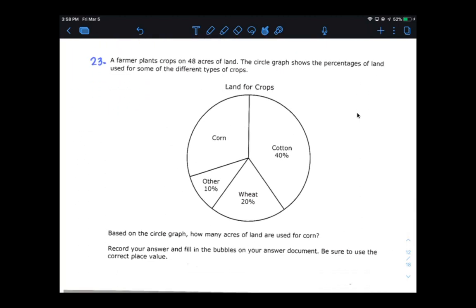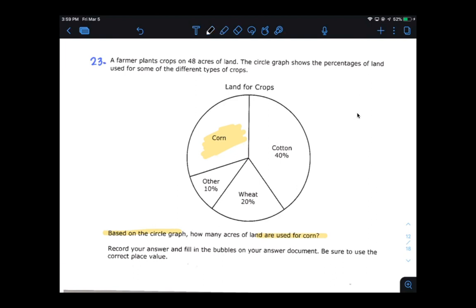Problem 23. It says a farmer plants crops on 48 acres of land. The circle graph shows the percentages of land used for some of the different types of crops. Here we have that circle graph, and it says, based on the circle graph, how many acres of land are used for corn? It says record your answer and fill in the bubbles on your answer document.